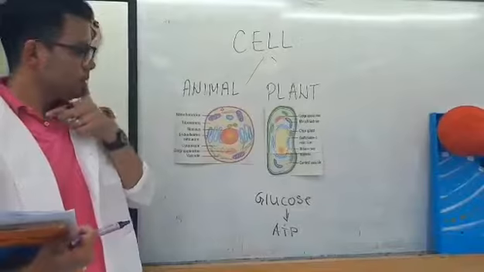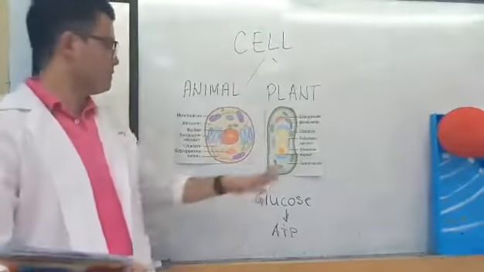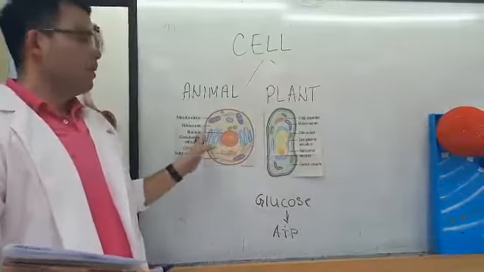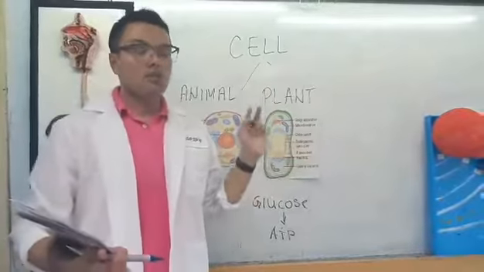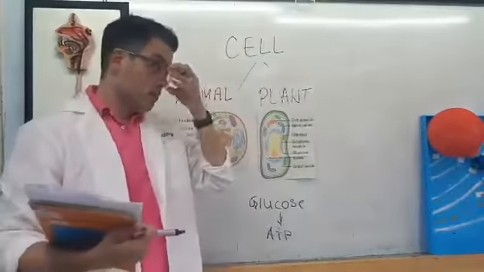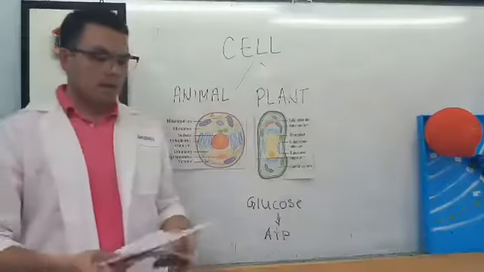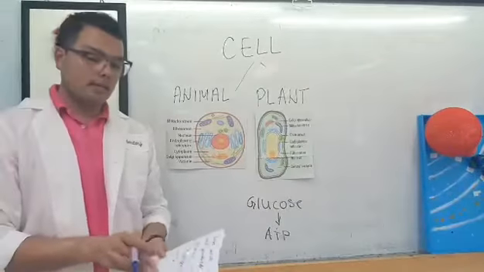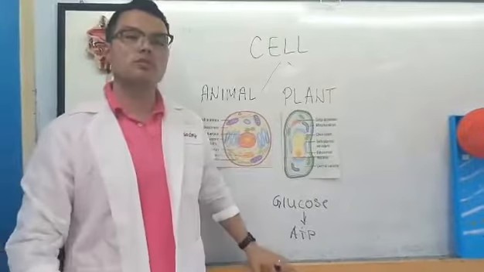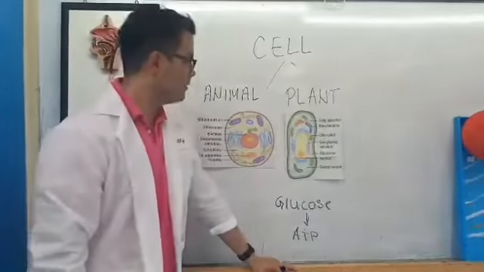Next one, I'm going to be talking about endoplasmic reticulum. There are two kinds of endoplasmic reticulum. There is smooth and there is rough endoplasmic reticulum. And what they do, you might ask, they help with storage and production of proteins.